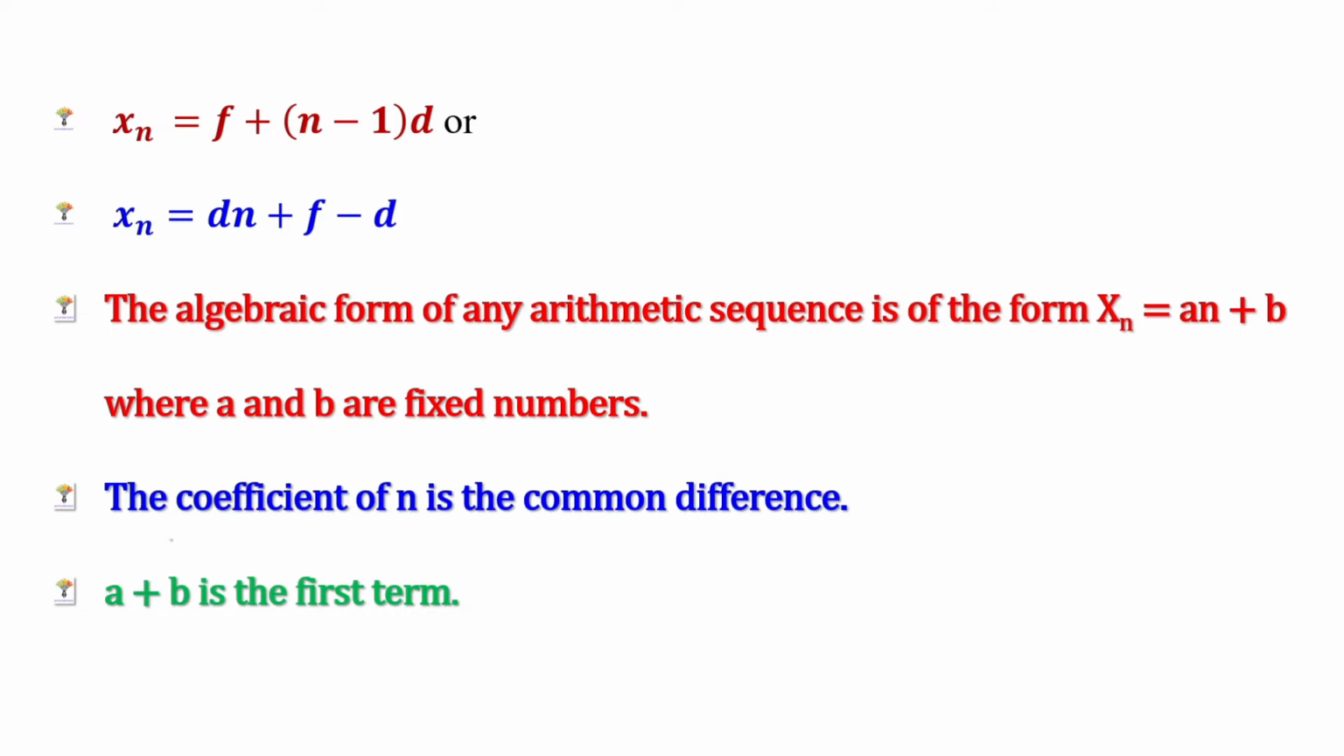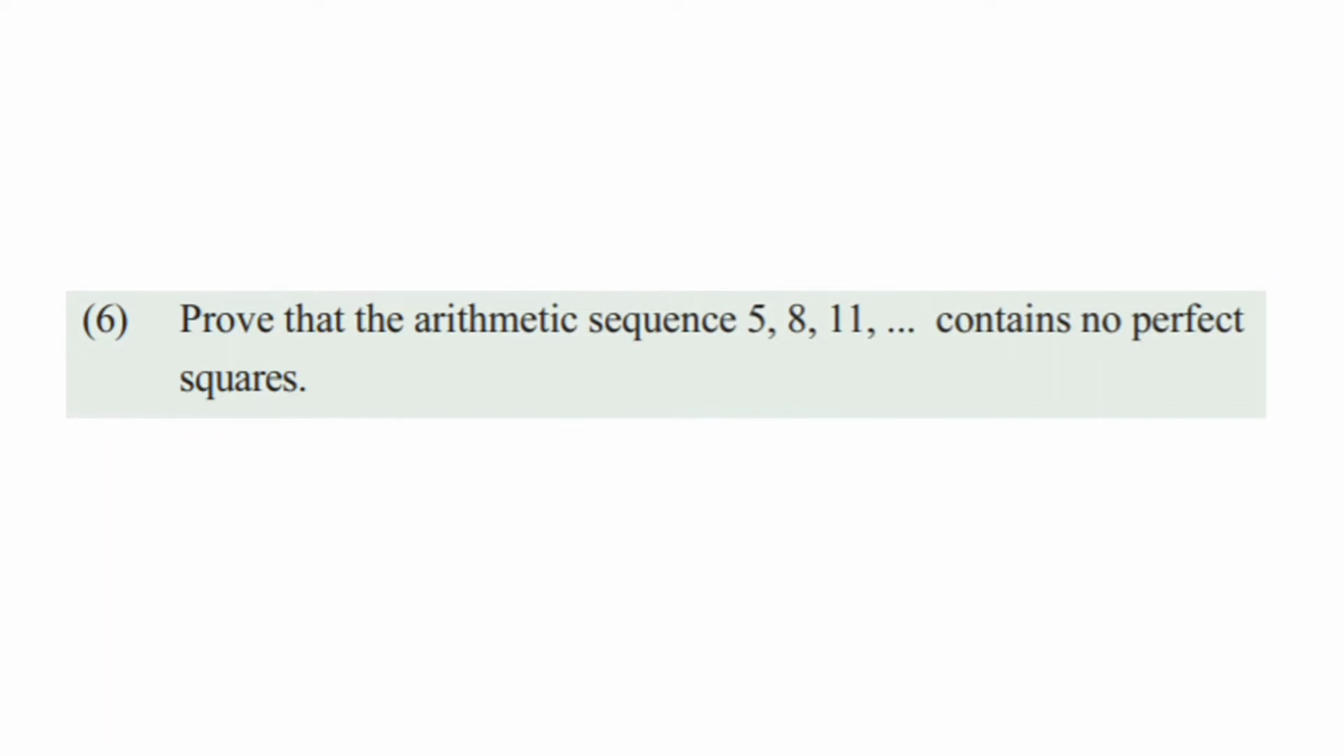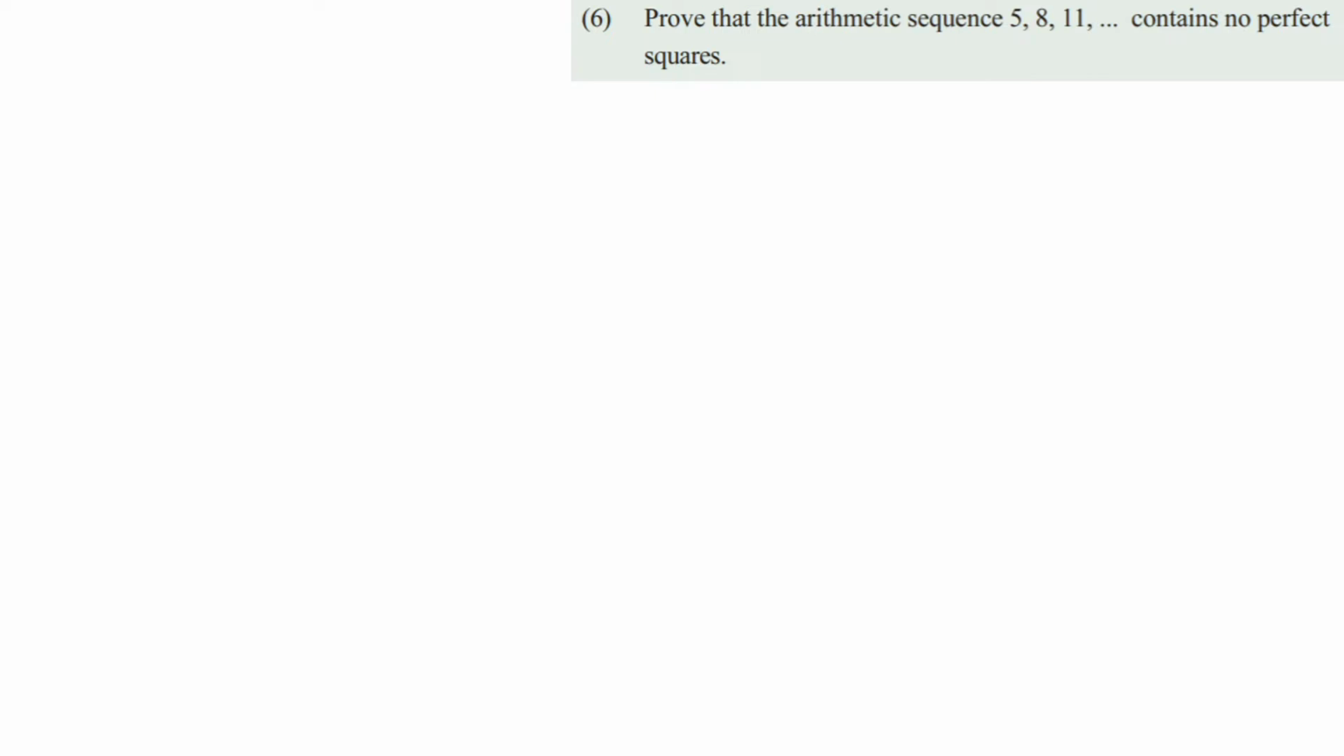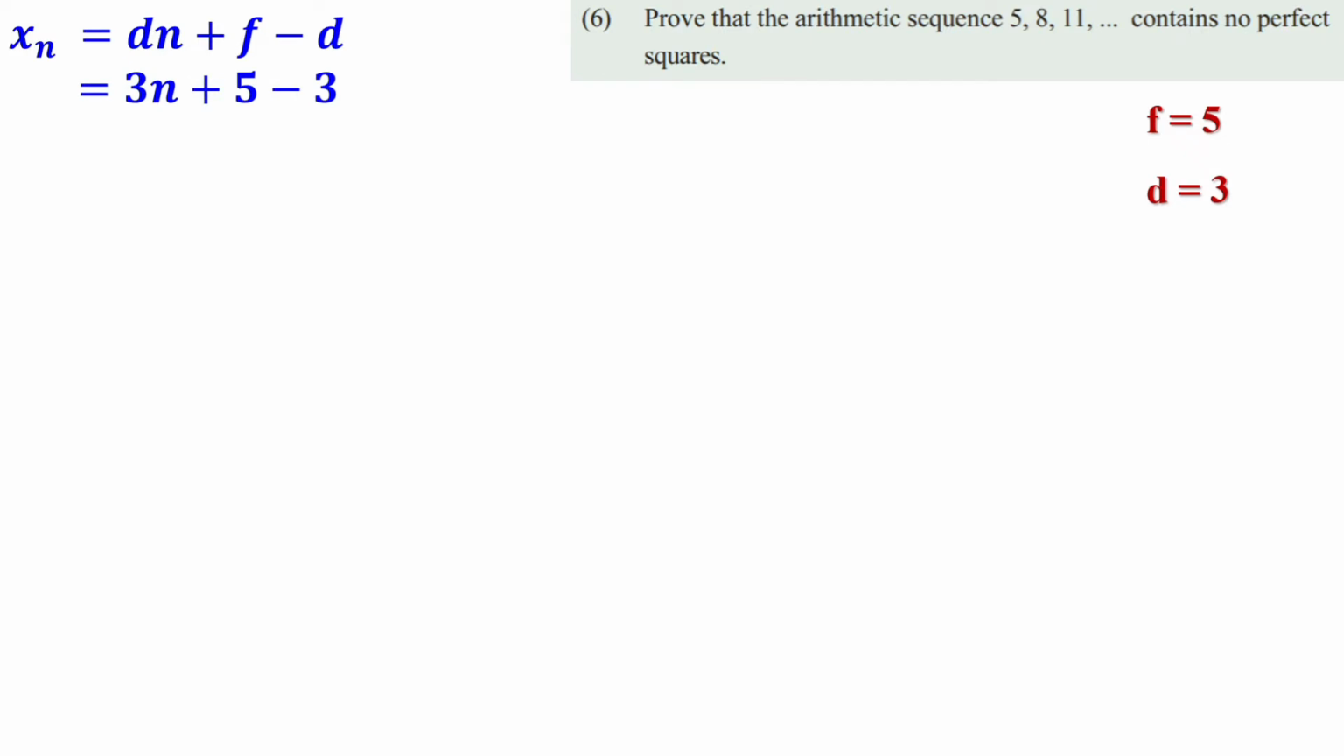Let us check the answers. The first one was prove that the arithmetic sequence 5, 8, 11, etc. contains no perfect squares. What is the first term here? 5. And what is the common difference? 3. Let us find the algebraic expression xn equal to dn plus f minus d. Substituting the values, we get 3n plus 5 minus 3. And 5 minus 3 is 2. So this can be written as 3n plus 2.